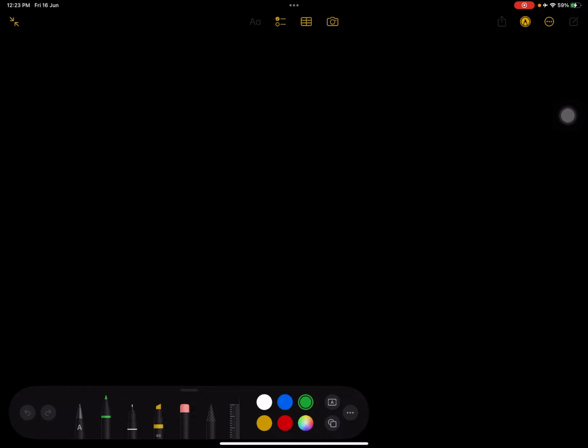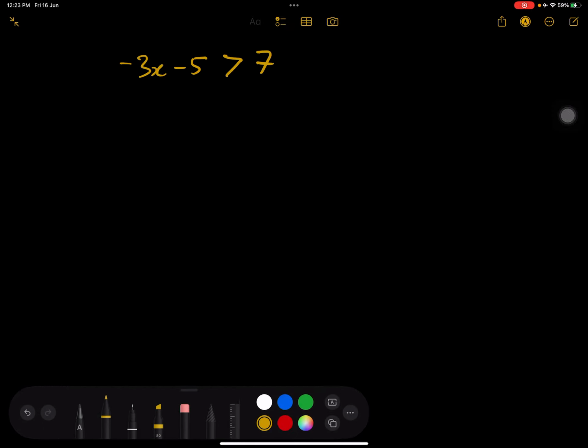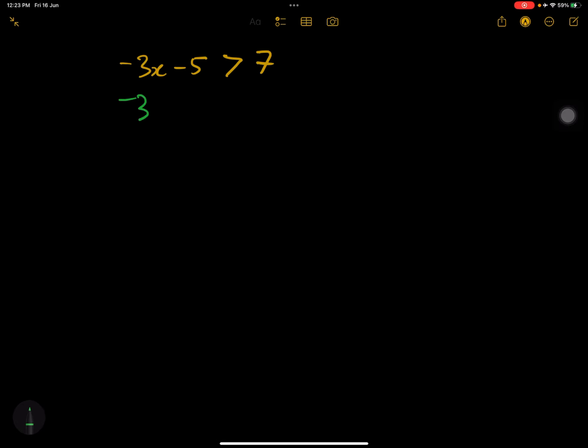Let's take one more example. Imagine that we are also being given this problem. Let's say we have negative 3x minus, let's say 5, and is greater than 7. What we do first is rearrange, or group like terms. Now we have our negative 3x here. We have this greater than here. We have this 7, which doesn't move. But this 5 has to move here.